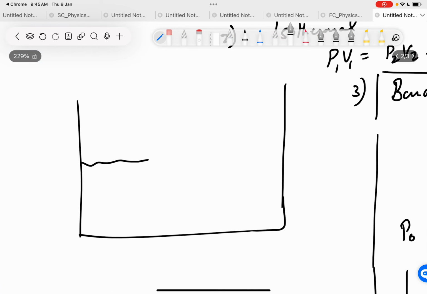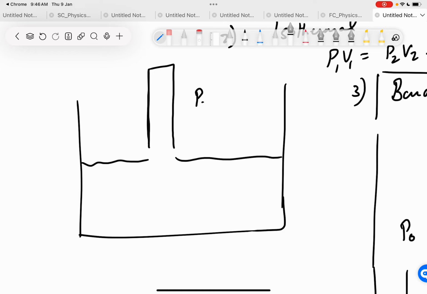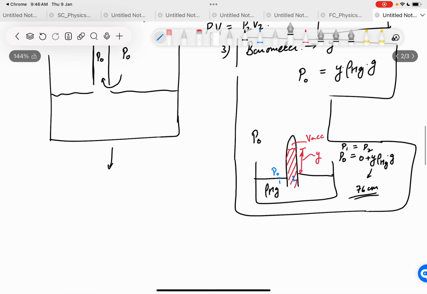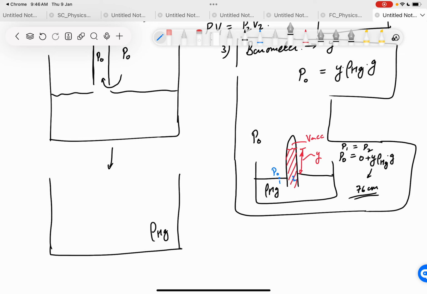Suppose that there is mercury over here, and we have our inverted tube. One end is closed and one end is open. Initially the pressure is atmospheric, and it is open, so inside also there is atmospheric pressure only. What we do in the next stage is immerse it within this particular liquid, and let's say that the liquid is also mercury. So what do you feel will happen?